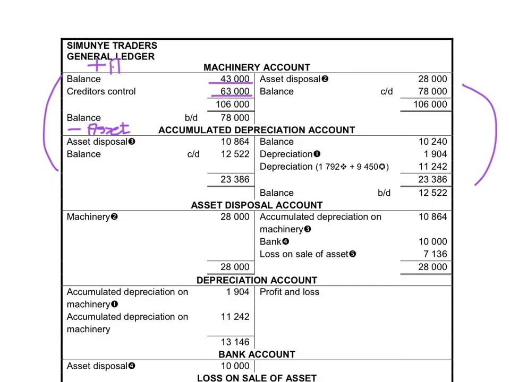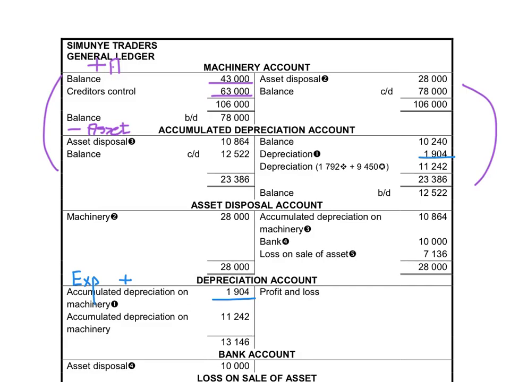Step 1 for asset disposal will be to record the depreciation for the current year so that we can get all the information about our asset up to date. Depreciation is an expense, and expenses increase on the debit side. So I will debit my depreciation account with the depreciation for the number of months that we used it in the current year, and I will credit my accumulated depreciation account.